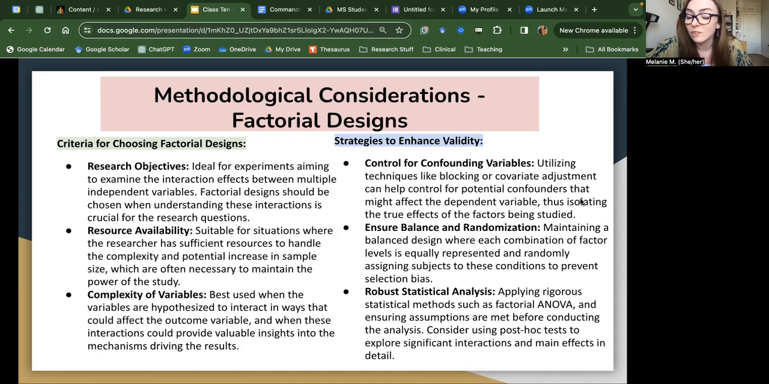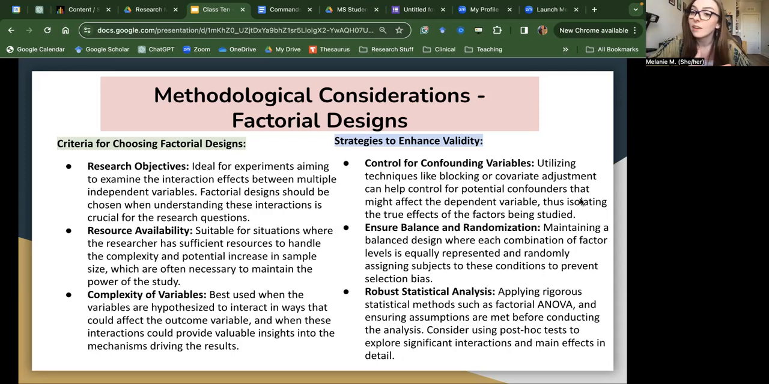It is ideal if you can do balance and randomization. So maintaining a balanced design where each factor level is equally represented. That's what I'm talking about with sample size. In an ideal world, it's going to be most valid if all of your subgroups have at least 100 people in them. But that's not always the case. You can get away with less, depending on the statistics that you use.